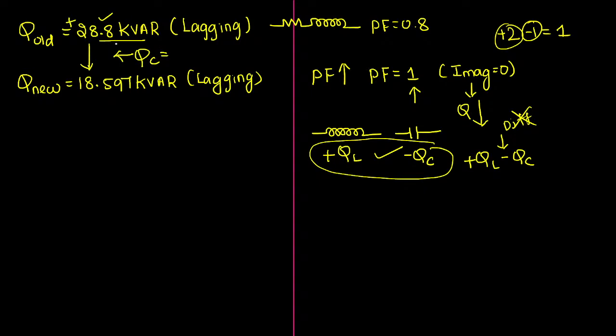So negative and positive will be added such that the resultant value will be reduced to 18.597 kilovolt ampere reactive power. So with the already existing reactive power, which is of the inductor and is positive, we have brought in the reactive power of the capacitor. Because of this, the new reactive power value is reduced to 18.597 kilovolt ampere reactive power.